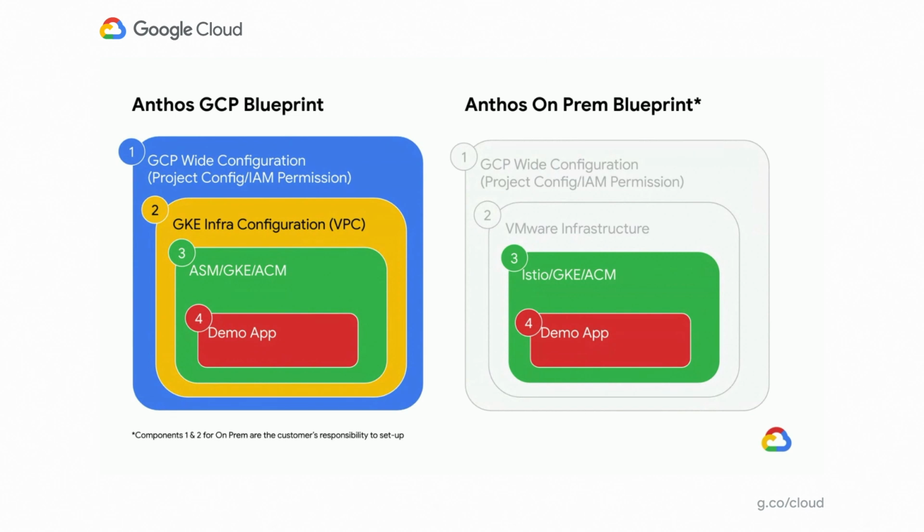With our Anthos on GCP blueprint, we provide you with Terraform templates to set up your infrastructure. These include org policies, projects, VPCs, and GKE clusters. And as Harish described about the shift in the shared responsibility model, for on-prem, we only provide you with reference architectures for squares 1 and 2. But with both of the blueprints, we provide you with service mesh profiles, GKE configurations, ACM policies, and then a demo app to test out the environment configuration and setup.